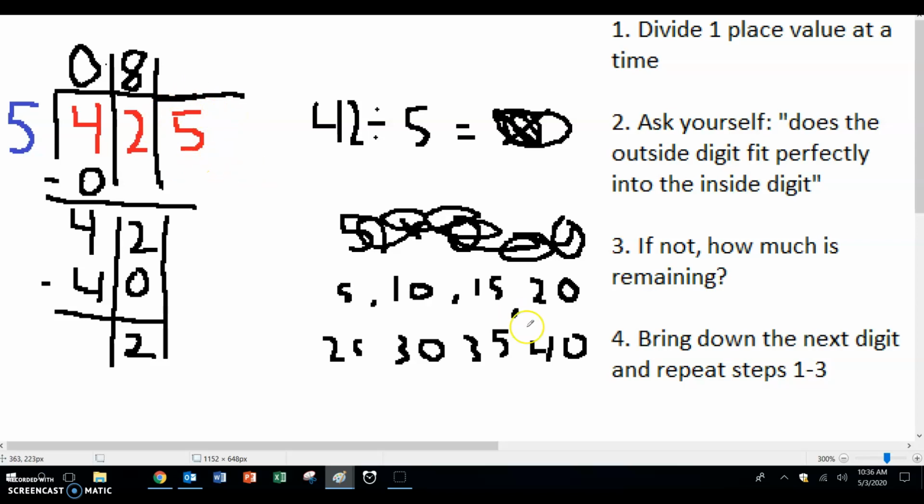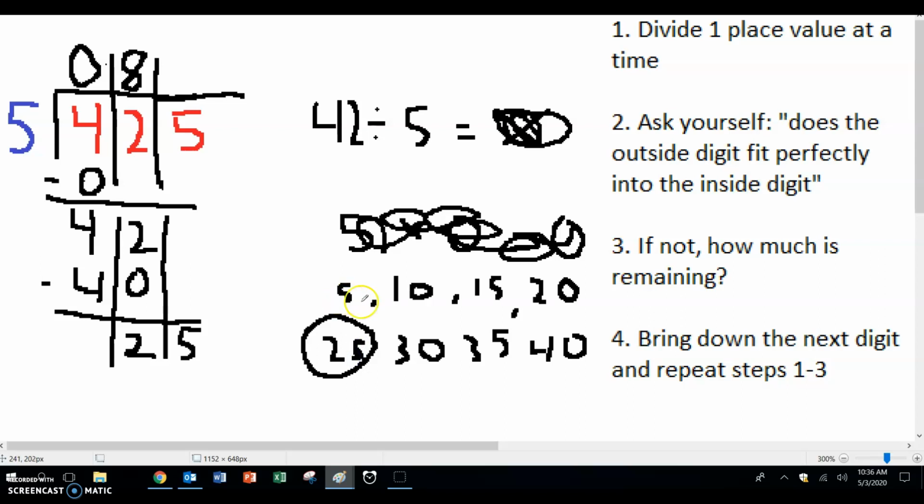5 is our last digit, and as the last step says, we have to bring it down. Read the number exactly as it is now, 25, and then ask yourself, does 5 fit perfectly into 25? In other words, if we skip count by 5, can we reach 25? Let's check over here since we've already written out so many groups of 5. It looks like 25 is one of our multiples. 5 does fit perfectly into 25.